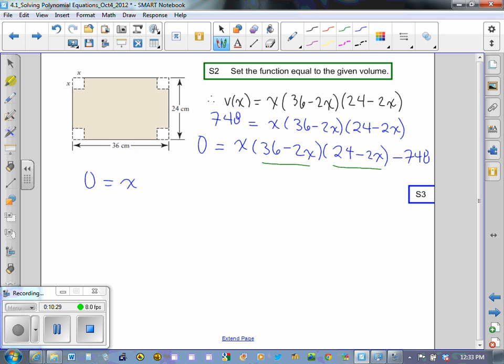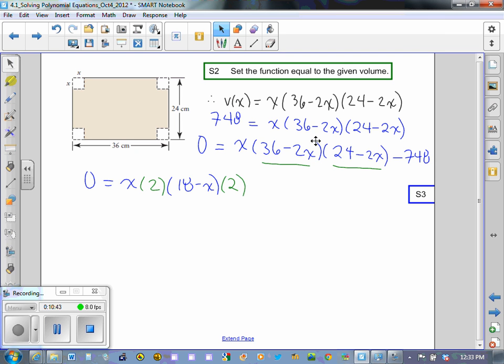So if we were to pull out a 2 from that factor, we'd have 18 minus x. And if we pull a 2 from the next factor, we'd have 12 minus x. And let's leave the 748 there for now.